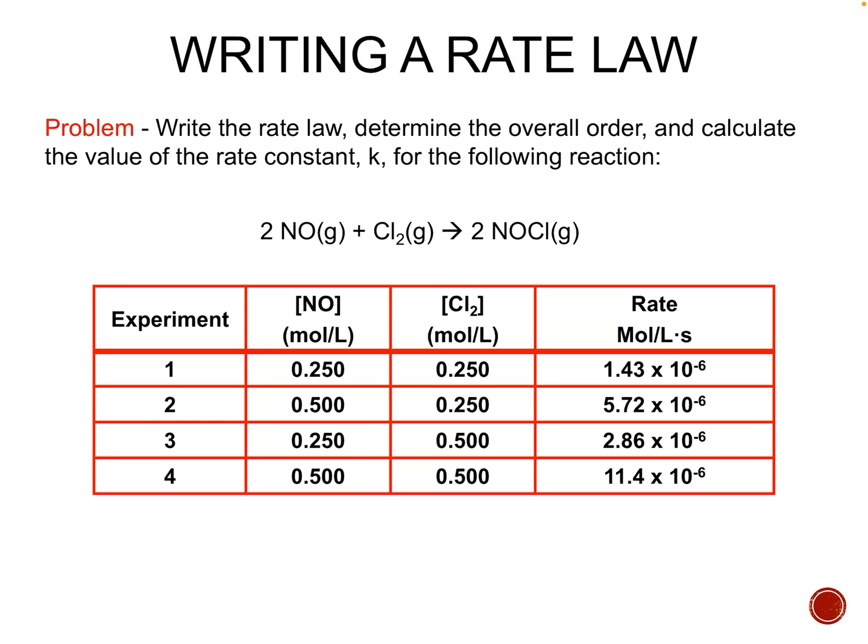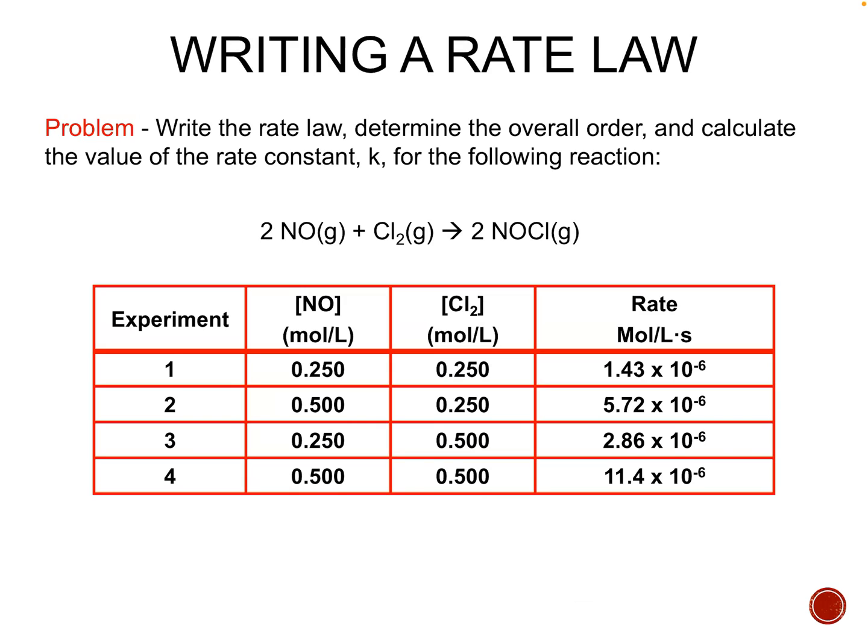Let's go ahead and look at an example. This problem says, write the rate law, determine the overall order, and calculate the value of the rate constant K for the following reaction. So we have nitrogen monoxide reacting with chlorine gas to produce NOCl.